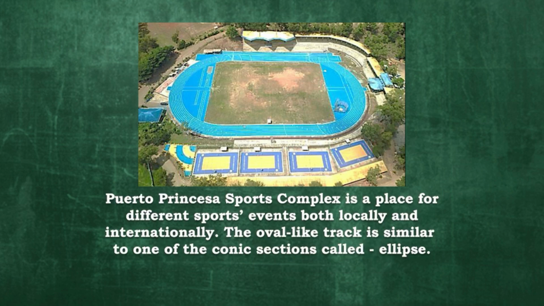Puerto Princesa Sports Complex is a place for different sports events, both locally and internationally. The oval-like track is similar to one of the conic sections called ellipse.